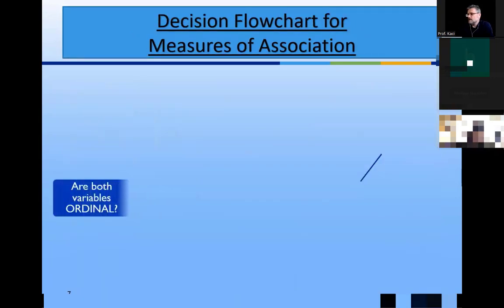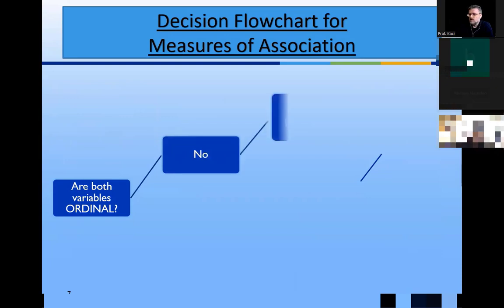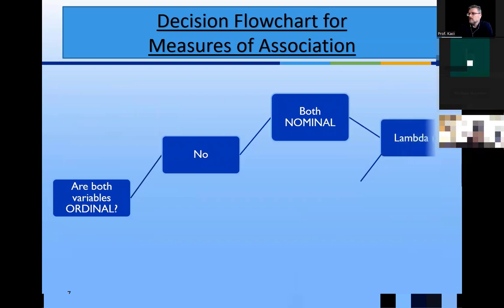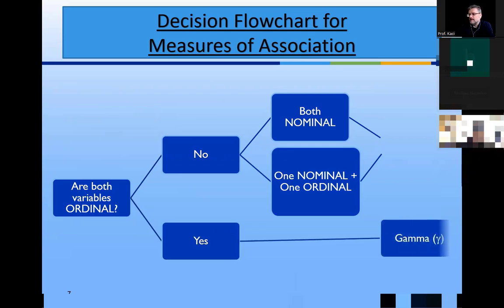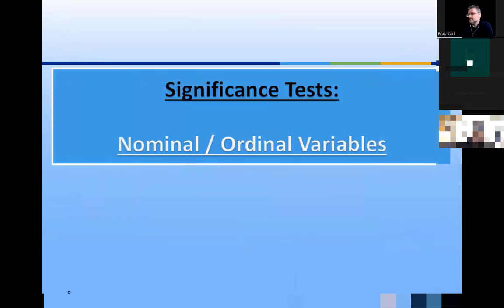I think the way that you can go about figuring out which one to use is, are both variables ordinal? If yes, then, I'm sorry, if no first, then you ask, are both nominal? If yes, then lambda. If one nominal and one ordinal, again, it's lambda. But if both variables are ordinal, then you can use gamma.